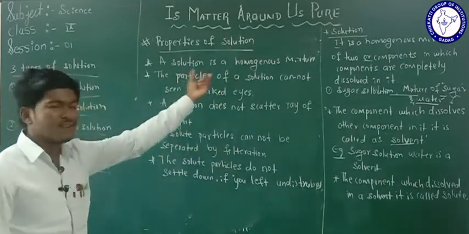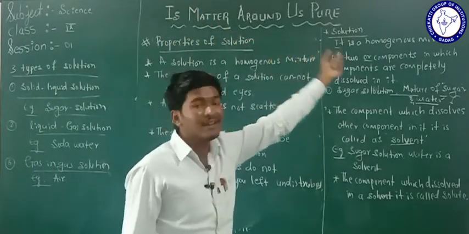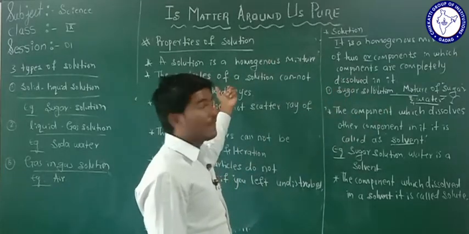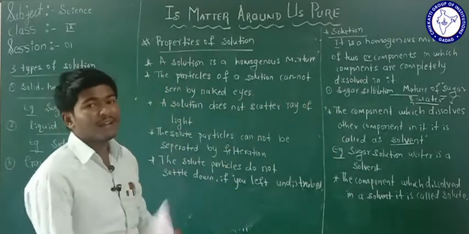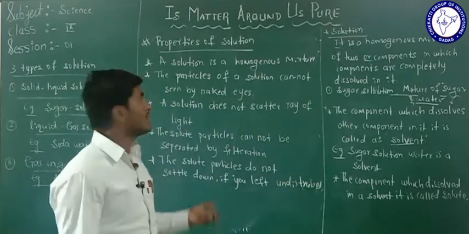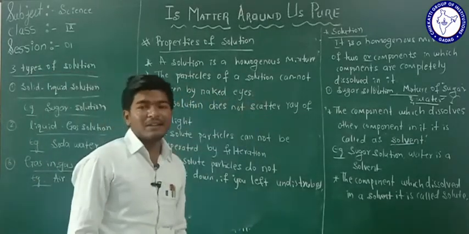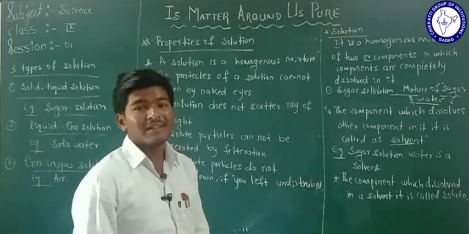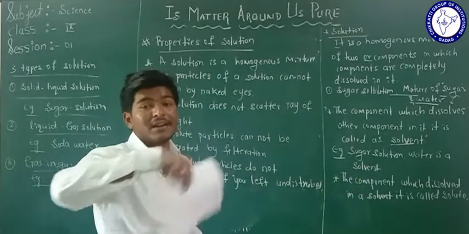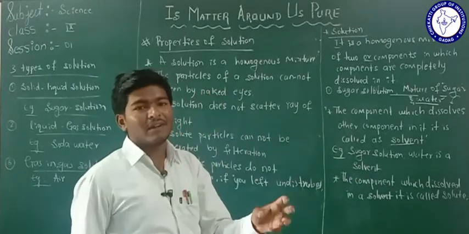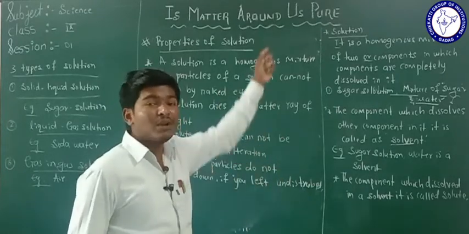A solution is a homogeneous mixture. As I told you already in the definition of the solution, it is a homogeneous mixture. That is the first property of the solution. So if it is a homogeneous mixture, what are the conditions to say that the mixture is homogeneous? The particles of the solution cannot be seen by the naked eye. If and only if a mixture contains components that are completely dissolved in it, it is said to be homogeneous. If it is completely dissolved, we are not going to see the particles dissolved in the mixture, and only then do we call it a solution.